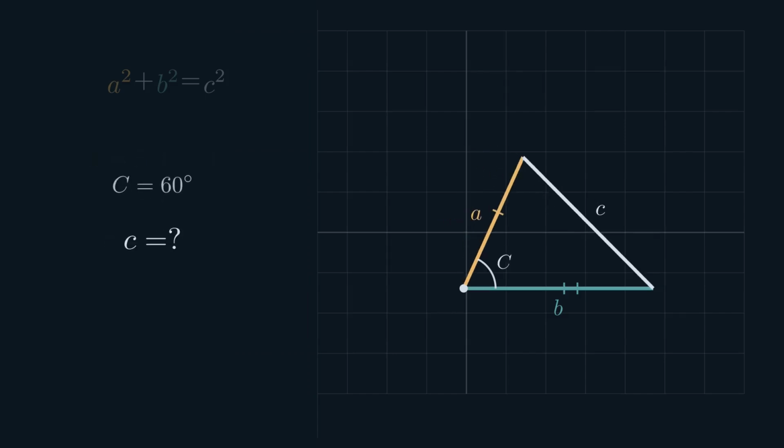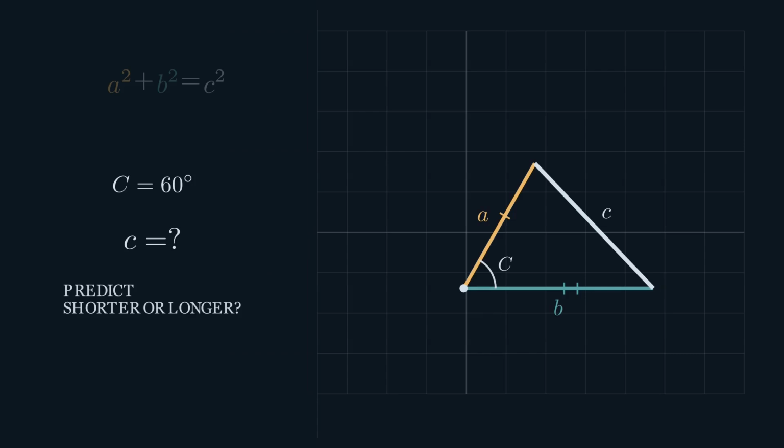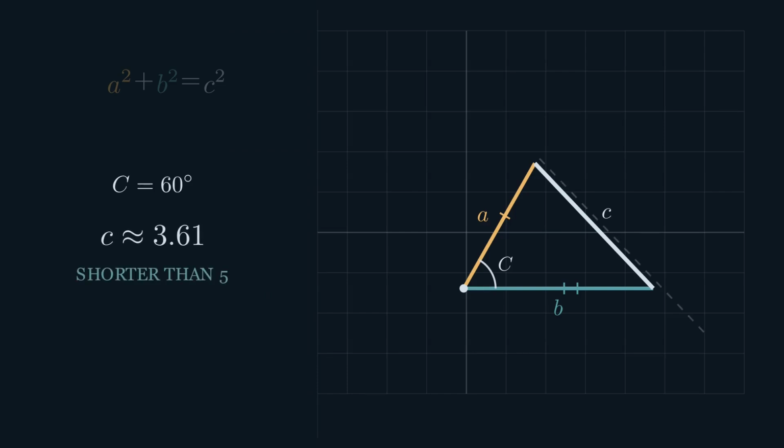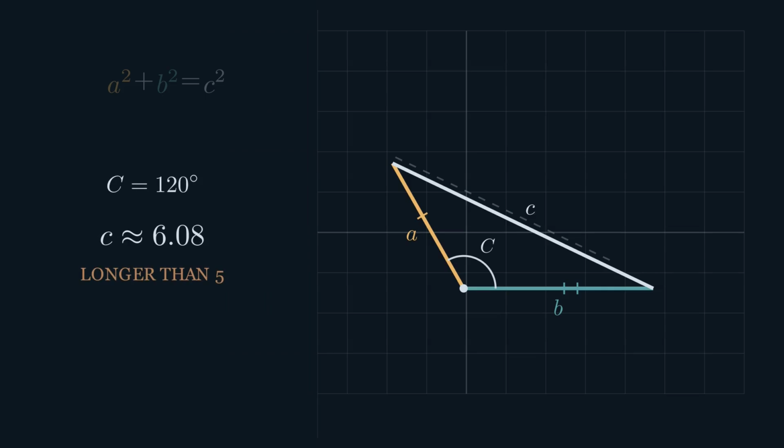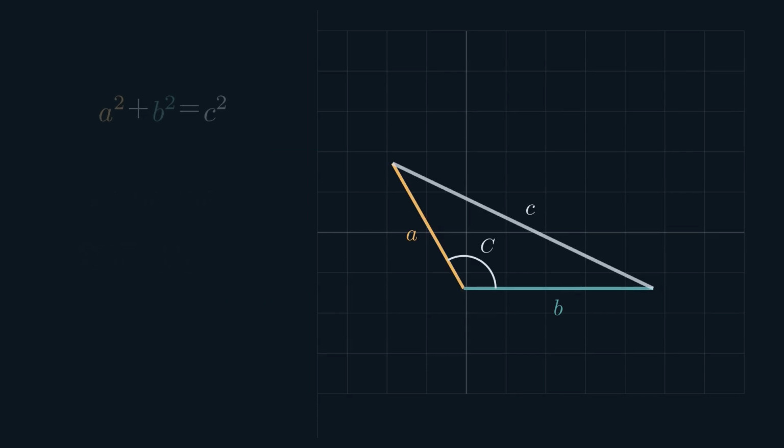Close the angle. Before the number appears, predict what happens to the opposite side. It becomes shorter. Open the angle beyond 90 degrees and it becomes longer. Nothing happened to the known lengths, only the angle changed. The formula remembers a condition that it does not display.